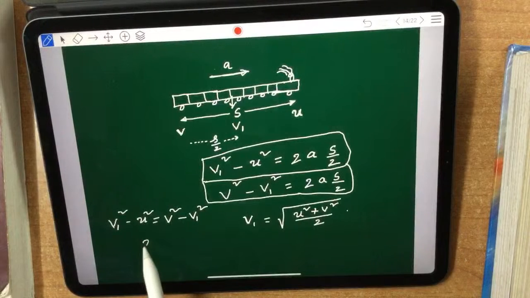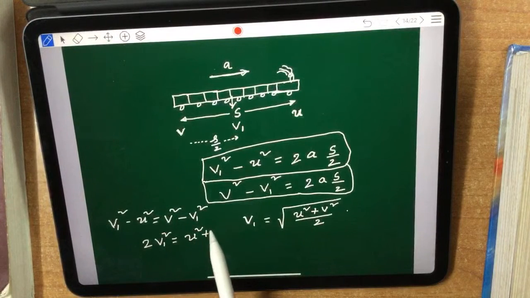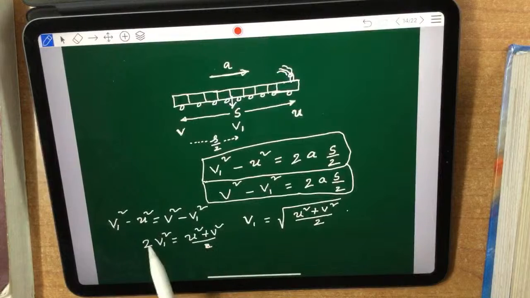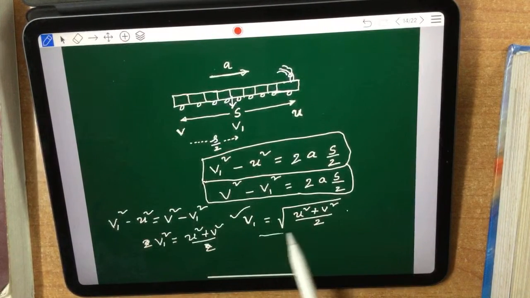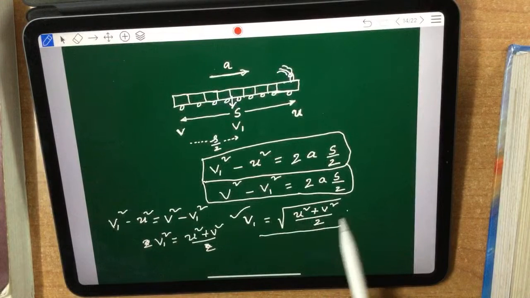So 2v1 square is u square plus v square. Sorry. So by 2, v1 means root under root. So answer is root of u square plus v square by 2. Just note down that one. Instantaneous velocity at midpoint of a journey.